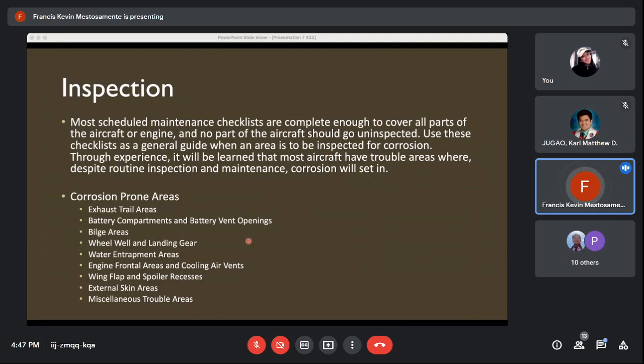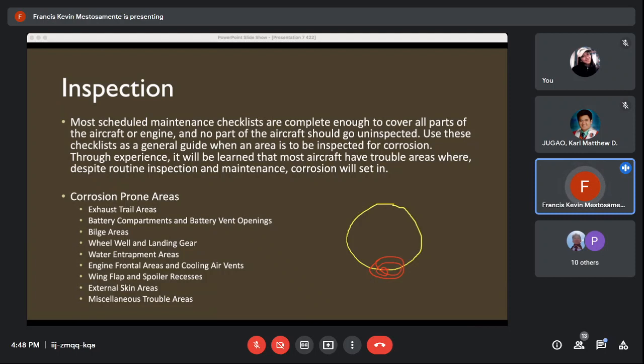Battery compartment, we have direct chemical attack here from the fumes of the battery. Bilge areas, that is the lower portion of any object. So, kunyari sa isang aircraft, let me have a presentation. Kunyari, we got an aircraft, front view, so medyo cylinder type. Ang bilge areas are the lower portion. So, dyan, ito yun, yung lower portion ng iyong aircraft. This part. Lagi natin i-check yan.